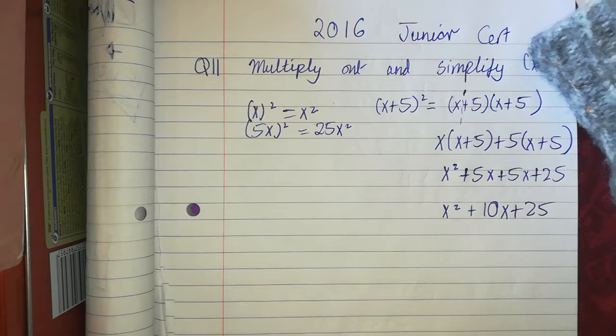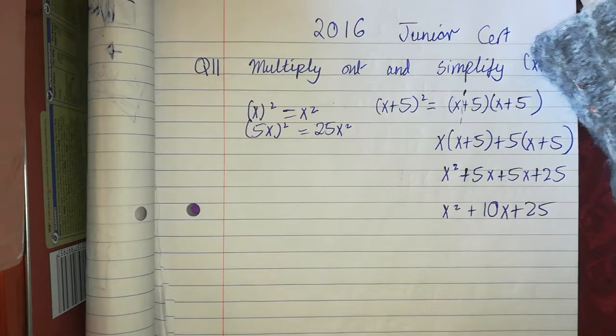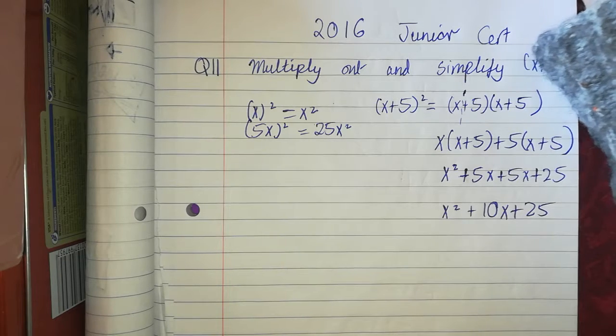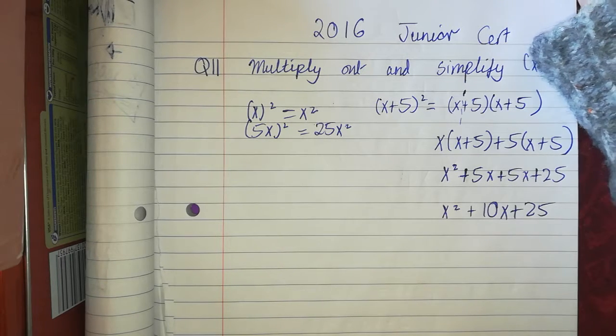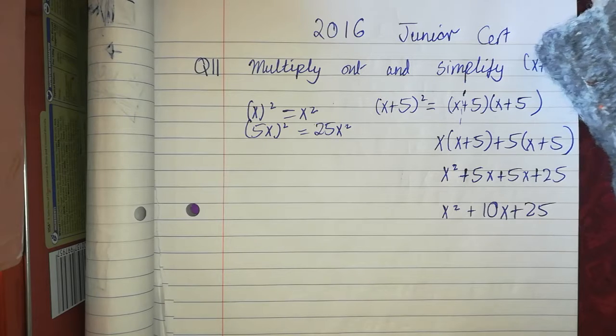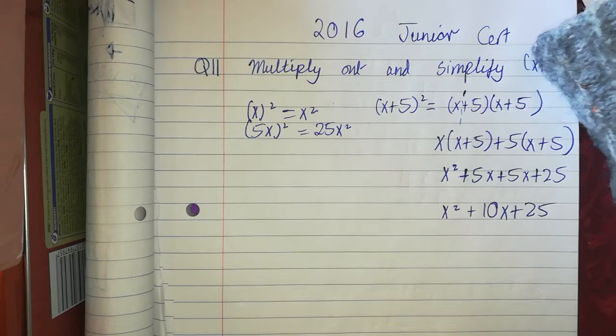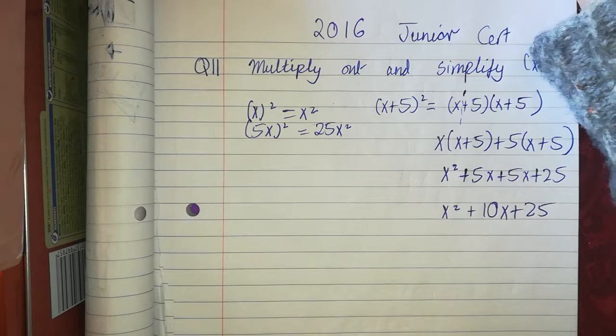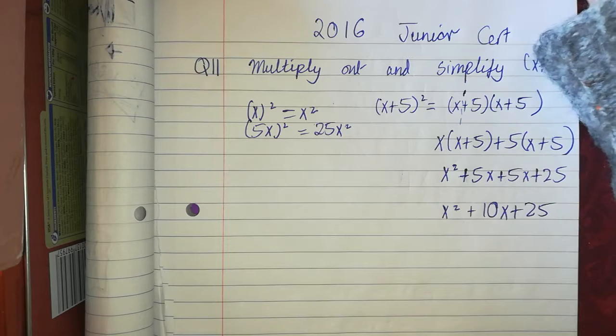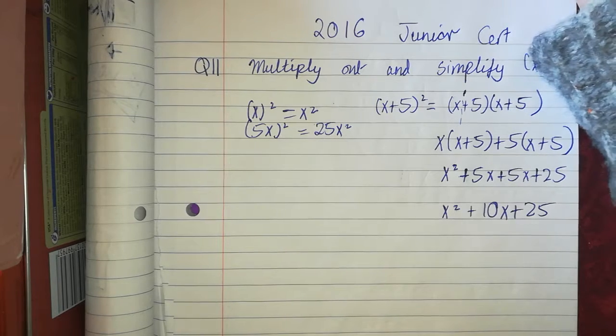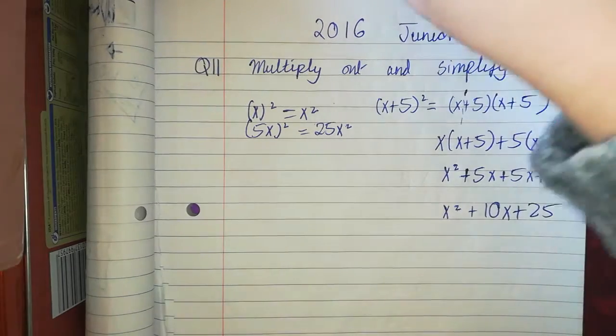So it's important that when we have two things being multiplied by each other and there's a plus or a minus, we make sure that we multiply them all out. We can't just take a shortcut. So that's that one.